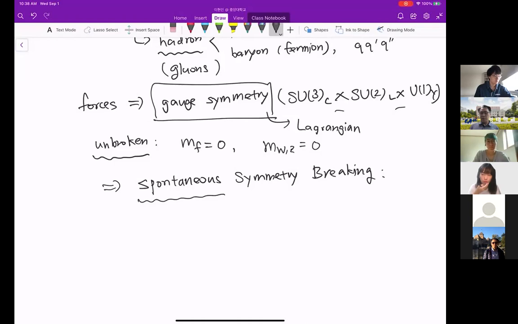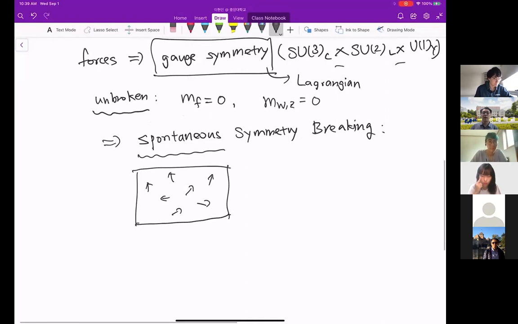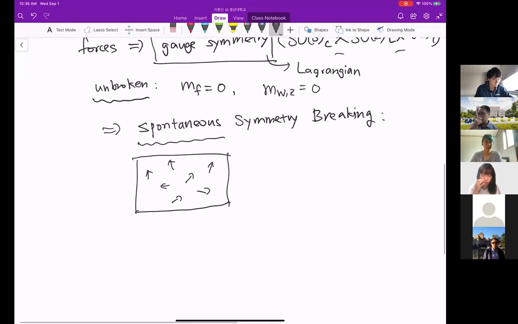So if we have a magnet, let's take an example, the ferromagnet, right? Each atom is a magnet, and at high temperature above TC, each magnet is directed randomly. So there is a symmetry. You don't have a particular direction in this system. You see the same thing in all the directions, right?